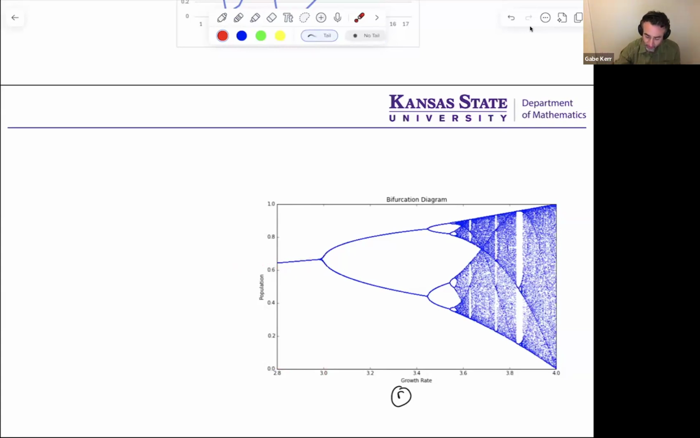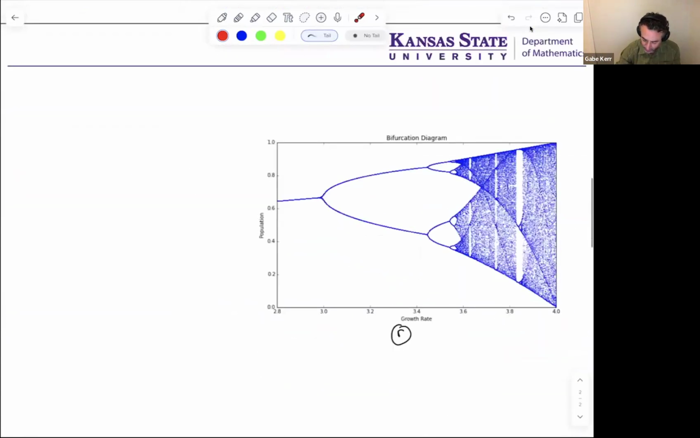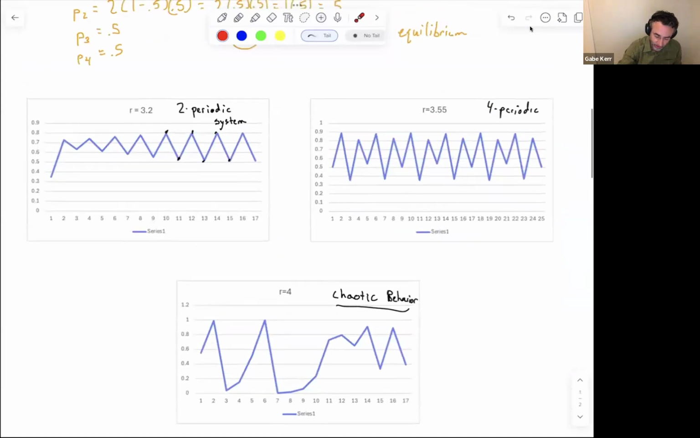The next example, if you look back, was 3.2. It was right around here. And here, there are 2 values. One is a little bit above, around 0.5, and the other is close to 0.8. Once you settle in, you bounce back and forth between those 2 values. And that's exactly what we saw here, right around 0.8 and 0.5. These were the values where we started to bounce back and forth.